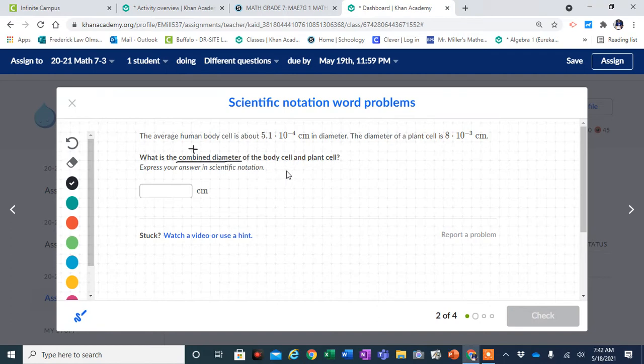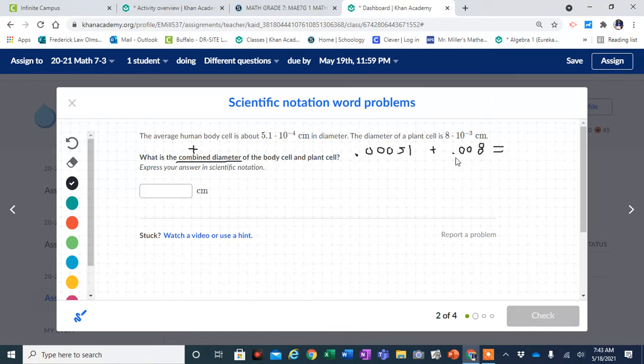So in order to do this, you could do it a couple ways. You could rewrite each of these. So this would be a decimal, and you go back 1 and then 3 more. So that would be 0.00051. Because again, you went back 1 and then 2, 3, 4, meaning 3 zeros. And then you're going to add that to this one, where again you would go back 1 and then 2 more. So that would be 0.008. And then you could add these together and get your answer and then change it back into scientific notation.